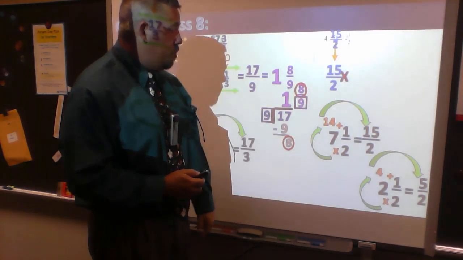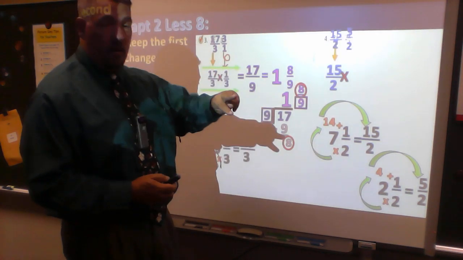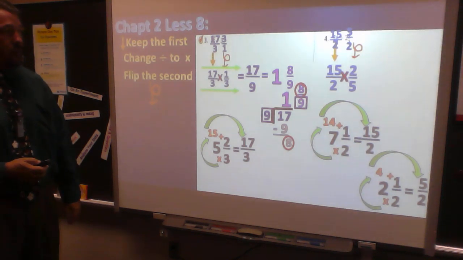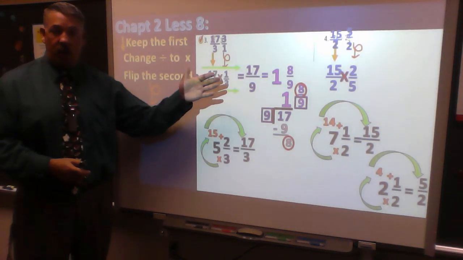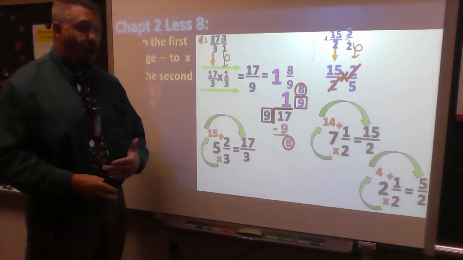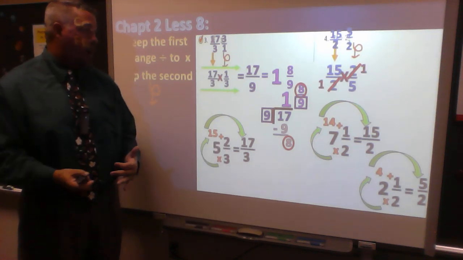Division becomes multiplication. My 5 halves, I'm going to have to flip now upside down. I have to use its reciprocal of 2/5. Cross reduce where I can. And instead of getting these big numbers that I have to work with, it does become a lot easier. My 2's automatically, if it's the same in top and bottom, become 1's. They cancel each other out.